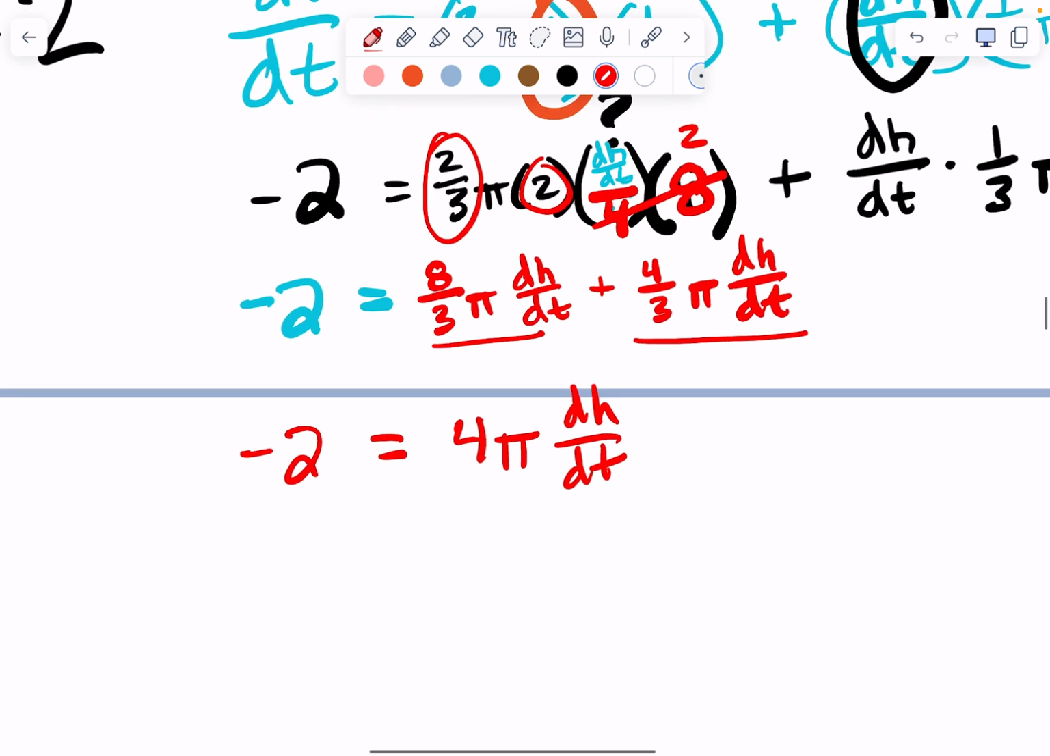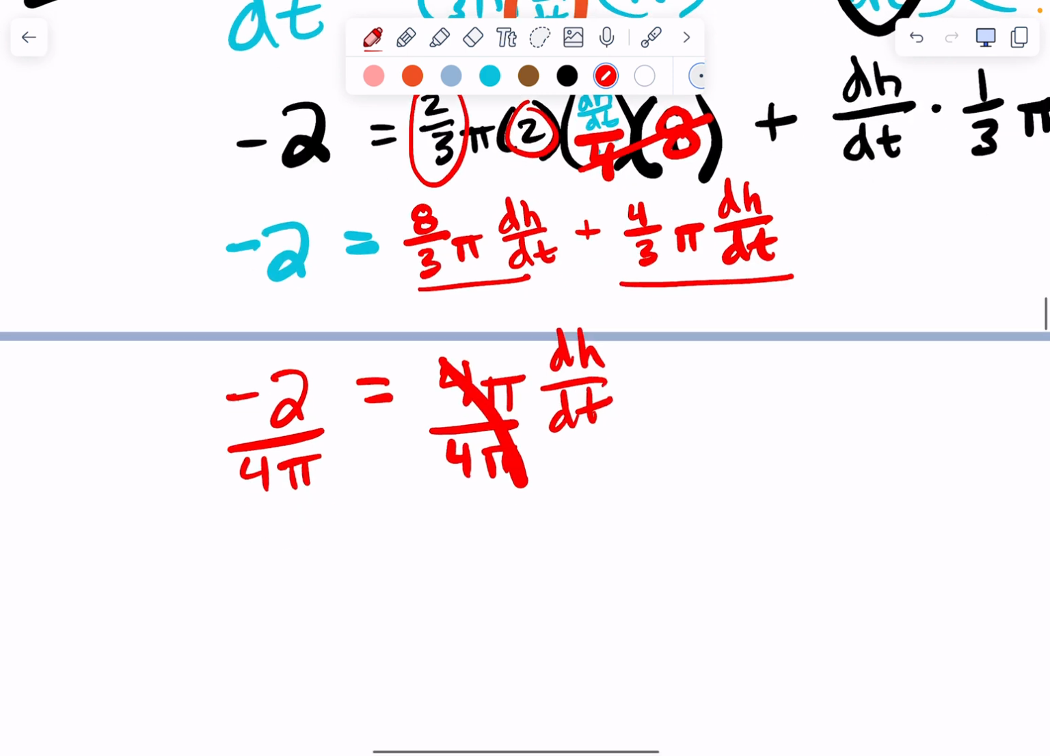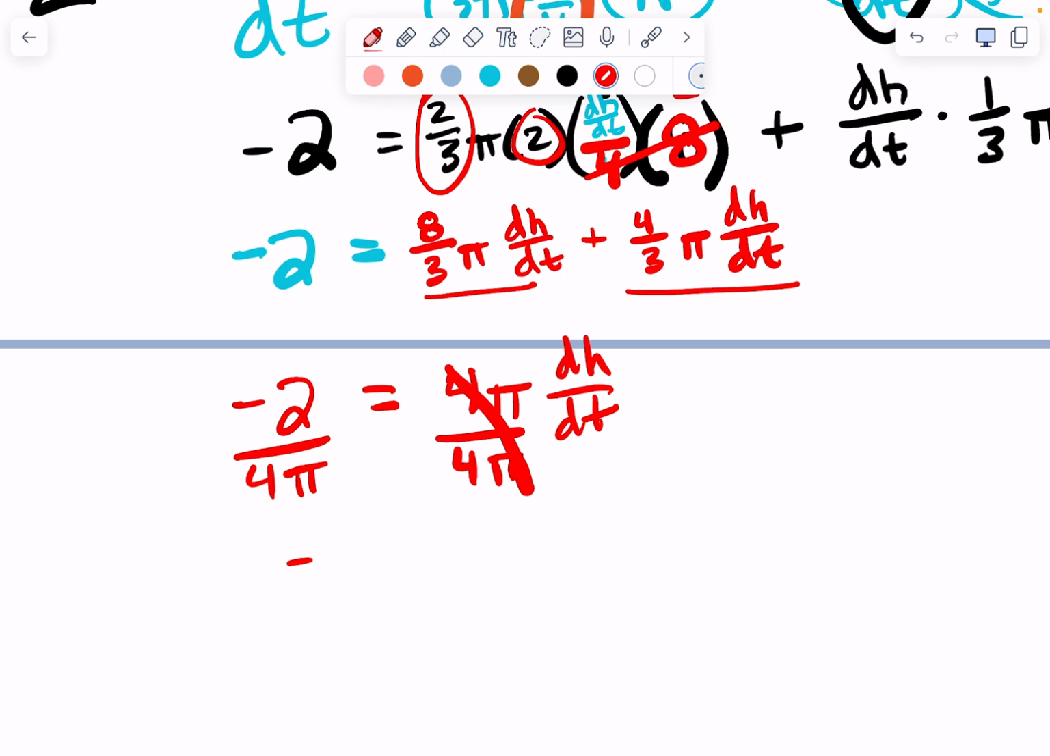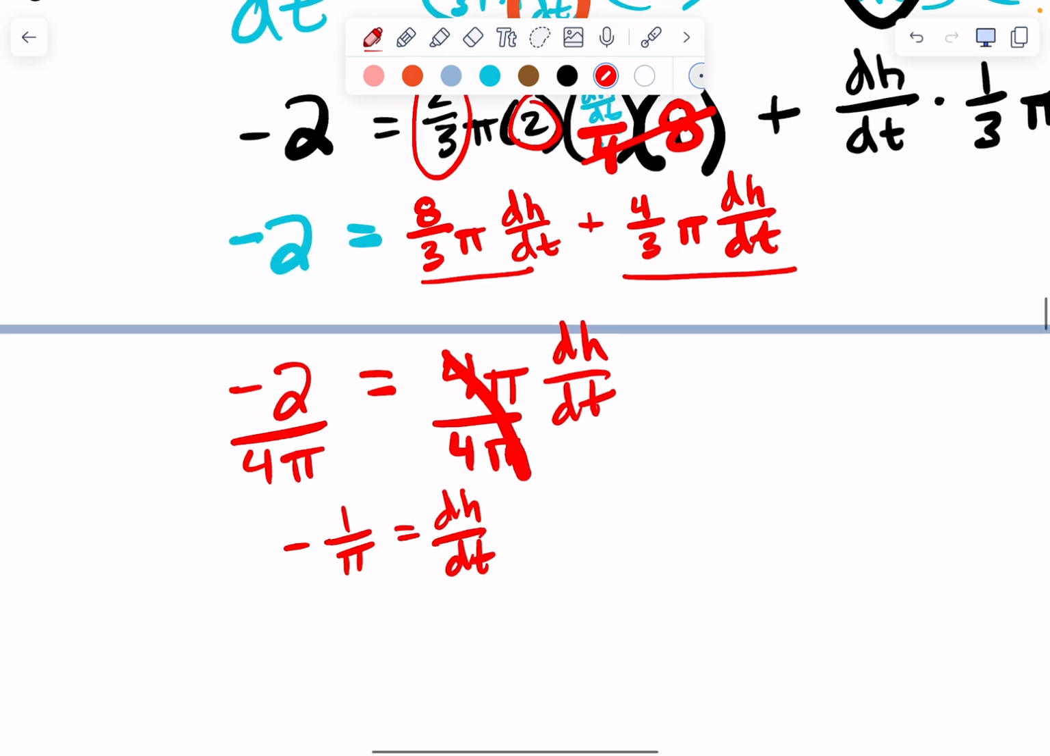Gross. And then what? Divide over. I'm dividing 4 pi over. And that reduces to negative 1 over pi is what dh dt is. What's 1 divided by pi, by the way?